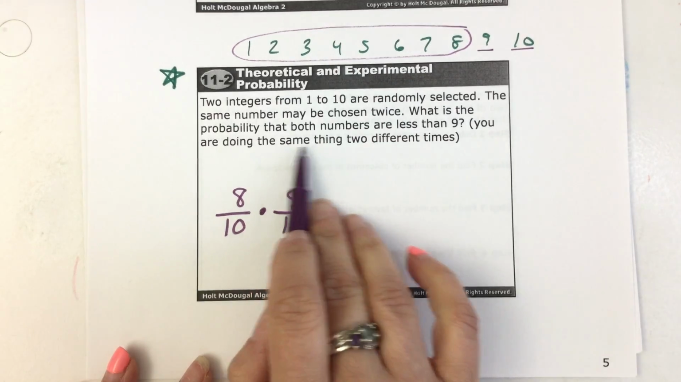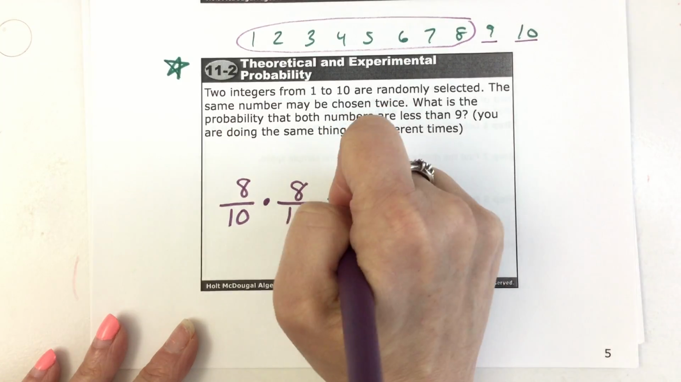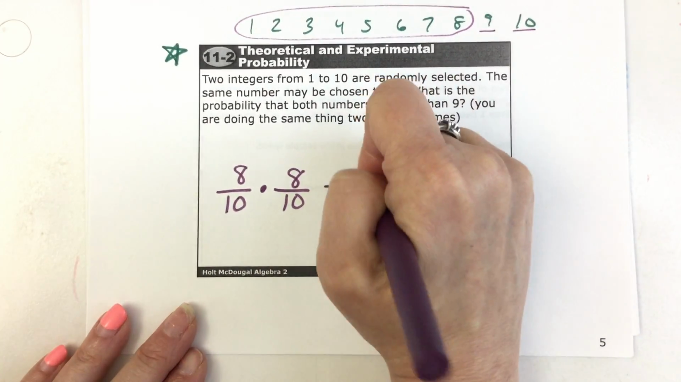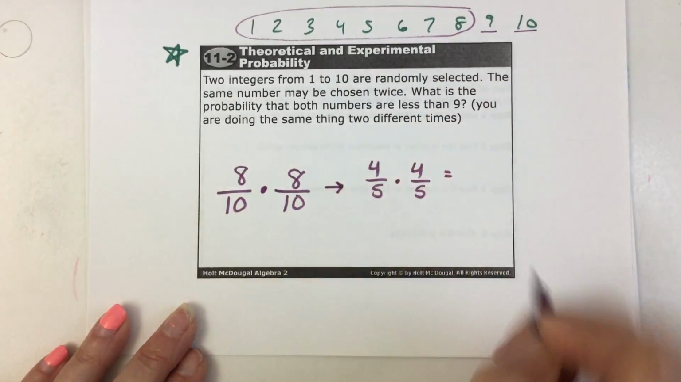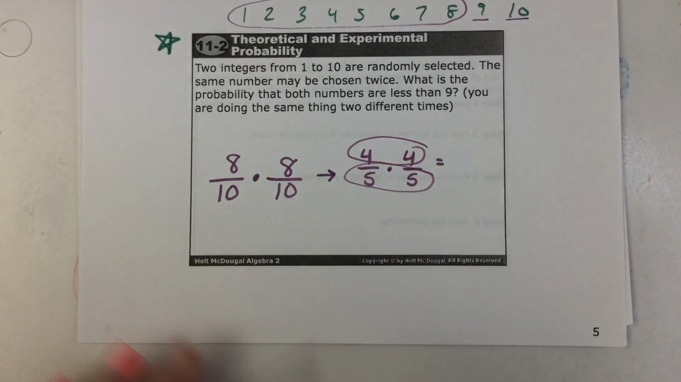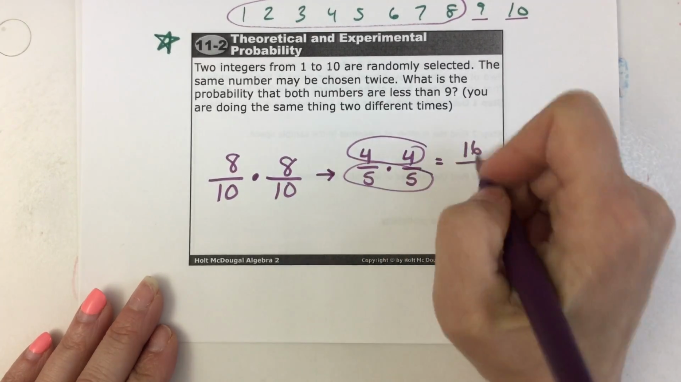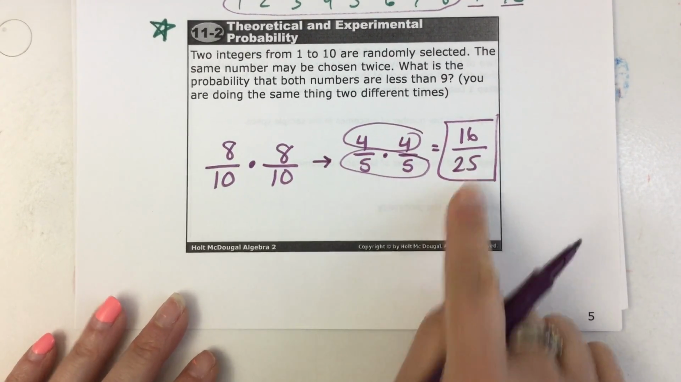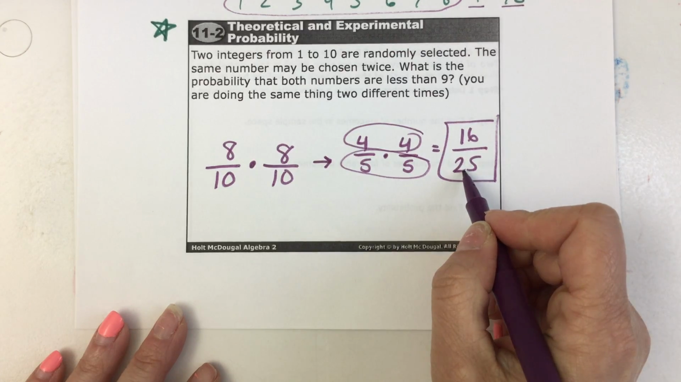So if you do the same thing in an experiment more than once, you multiply those probabilities together. But before I multiply them, I can reduce 8 over 10. This would be 4/5. This would be 4/5. What I did is I just divided top and bottom by 2. When you multiply fractions, remember you take top times top, bottom times bottom. 4 times 4 gets me a 16. 5 times 5 gets me a 25. So that's the fraction. You always have to give your probability as a fraction, decimal, and percent.